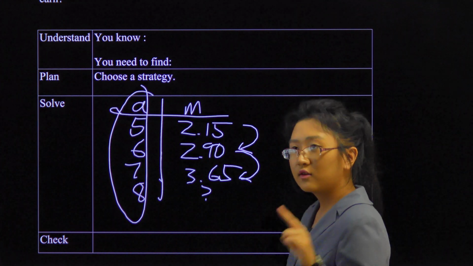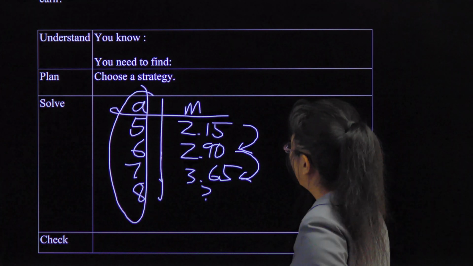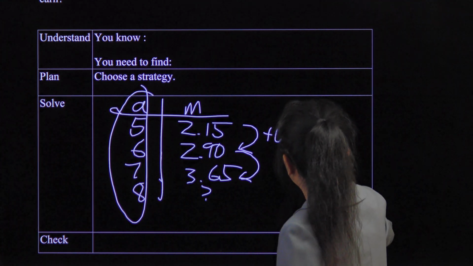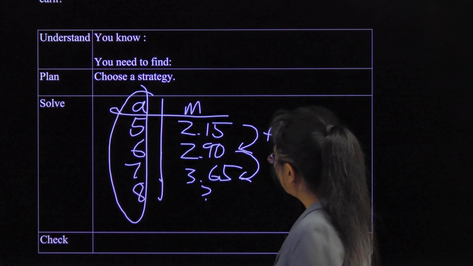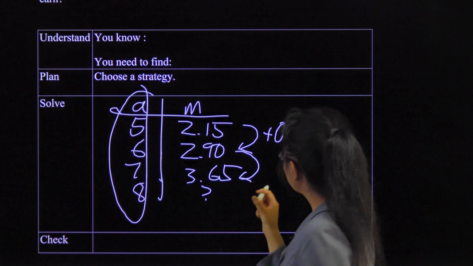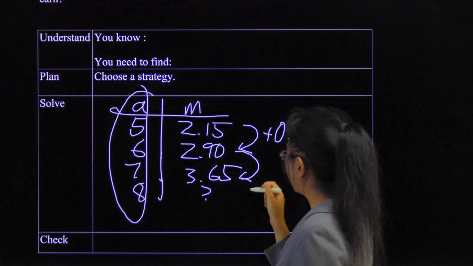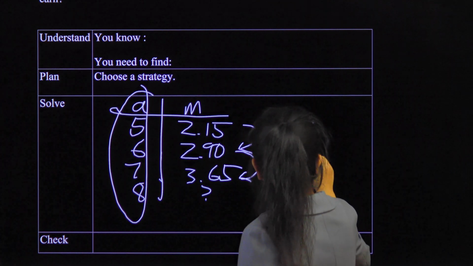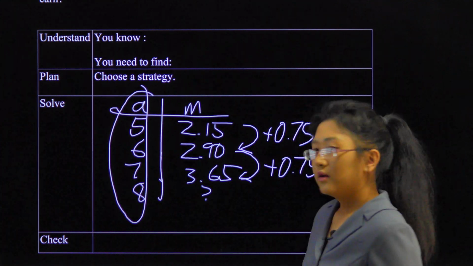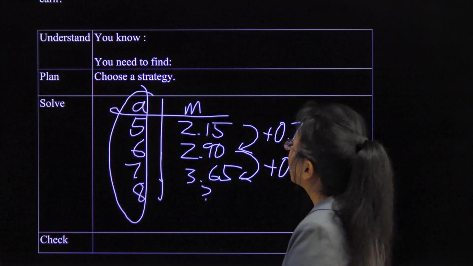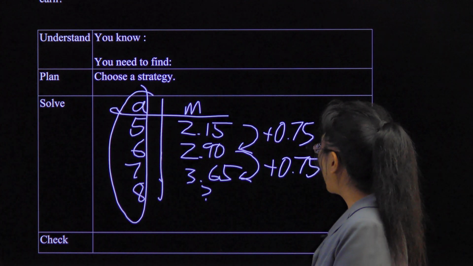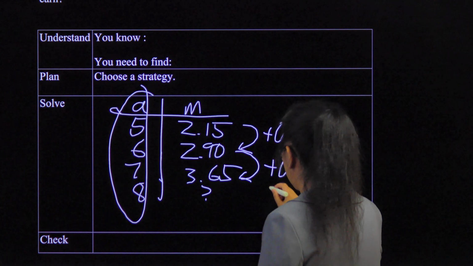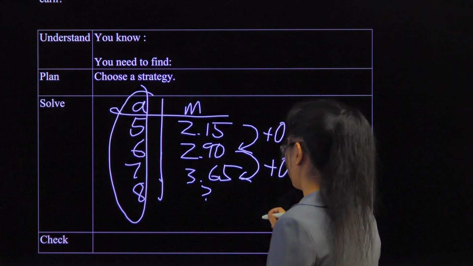Now we know that 2.90 minus 2.15 is 0.75. And 2.90 plus 0.75 is equal to 3.65. So it seems that the pattern is that every year his allowance grows by 75 cents. Now what's 3.65 plus 0.75?